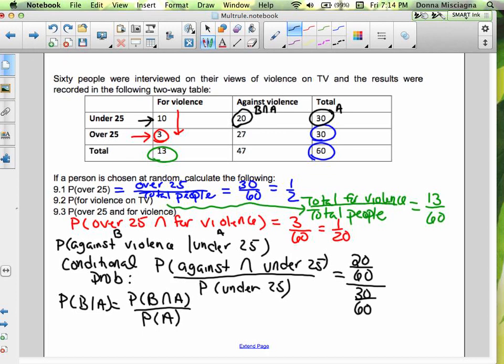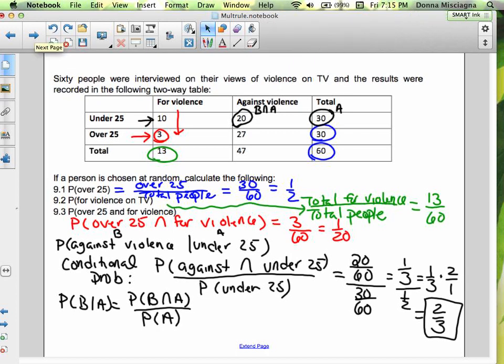So divided by 30 over 60. Well, we should really reduce. So that's going to be 1/3 divided by 1/2, which is the same as 1/3 times the reciprocal, times 2, which means the probability is 2/3. Okay? Put a little box around that. That means that given that you were under 25, the probability that you were against violence was 2/3.